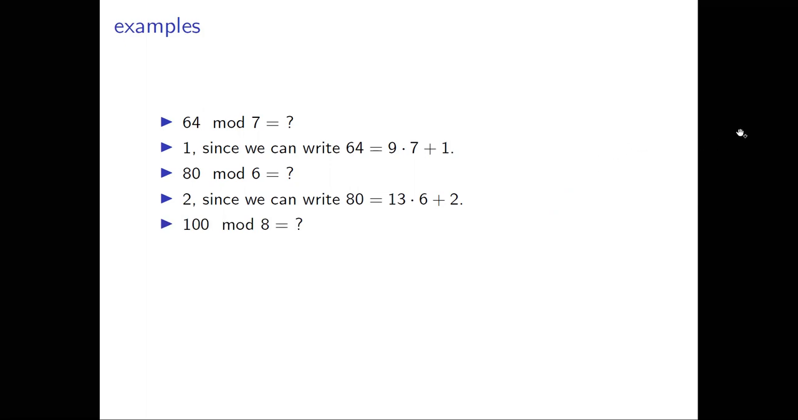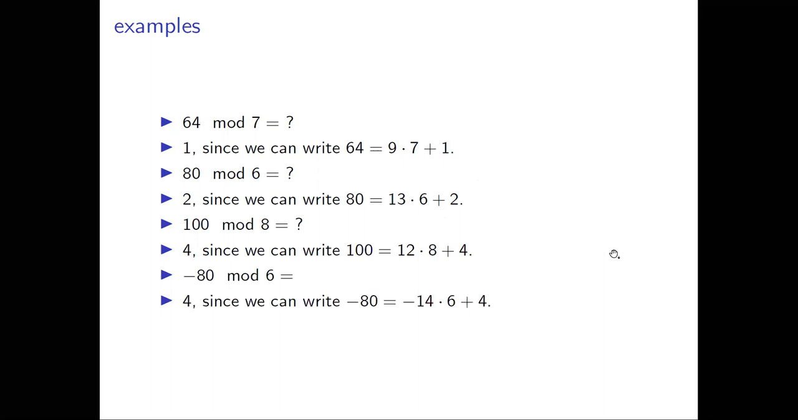Here's another example, 100 mod 8. We want to write 100 as 8 times q plus r for some r that's between 0 and 8, but not equal to 8. And the r is going to be 4 here because we can write 100 equals 12 times 8 plus 4. And finally, let's do a negative integer, minus 80 mod 6. This one we can write as minus 80 equals minus 14 times 6 plus 4. And that's the unique way to write it as 6q plus r, where q is an integer and r is some integer between 0 and 6, but not equal to 6.